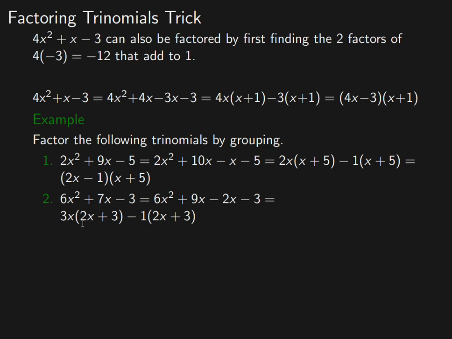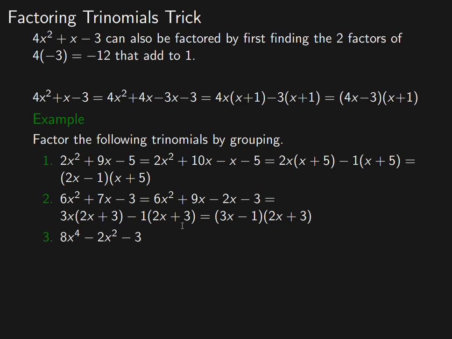So we have 3x times 2x plus 3 minus 1 times 2x plus 3. So now the GCF is 2x plus 3. So this is 3x minus 1 times 2x plus 3. So another example. What about 8x to the power 4 minus 2x squared minus 3?